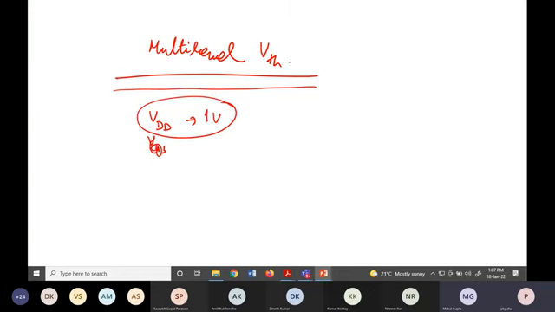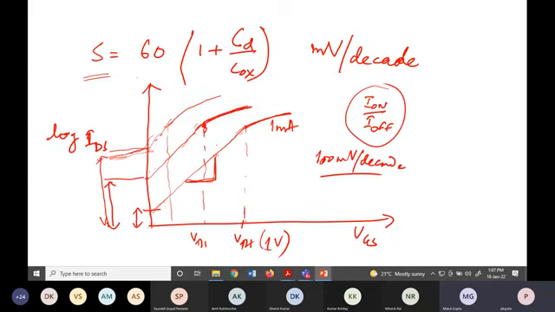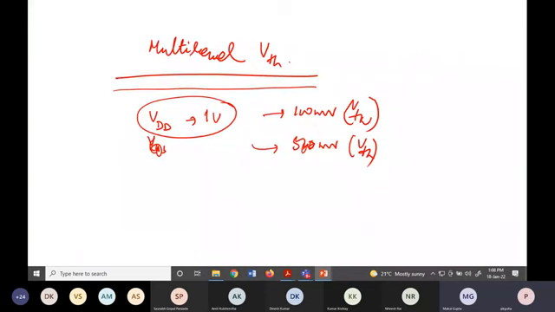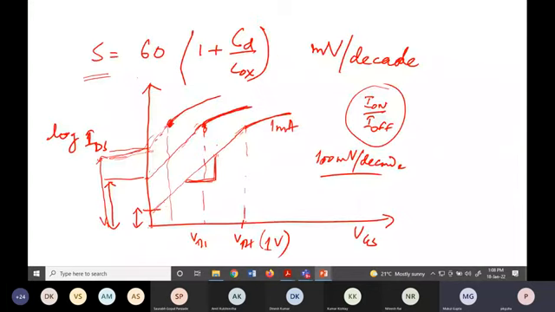Now what I can do is have a 100 millivolt threshold voltage for some MOSFETs, and for some MOSFETs I can say that I will have a 500 millivolt threshold voltage. If you have a 500 millivolt threshold voltage, it will be here, but if it is a 100 millivolt threshold voltage, it is here. What will the 100 millivolt threshold voltage help me with? It will give me more current, so the speed of the device will increase.